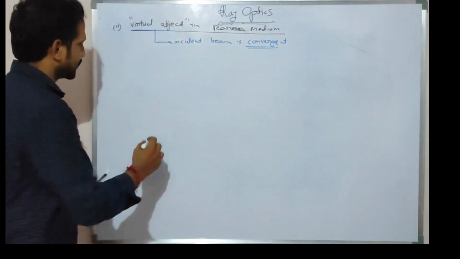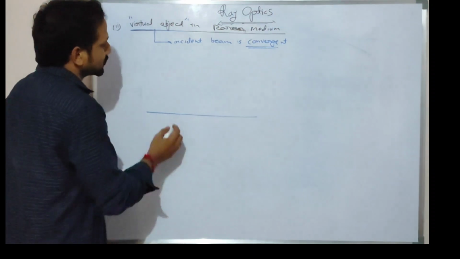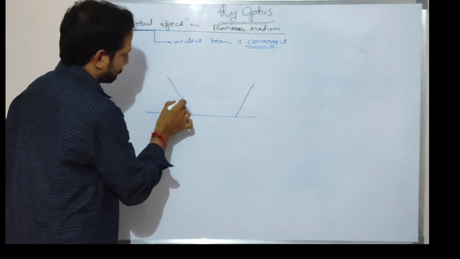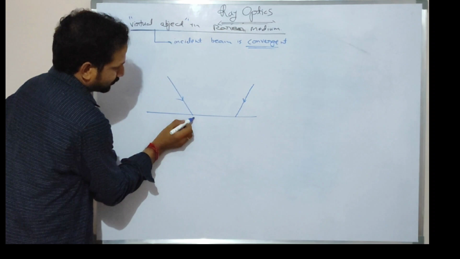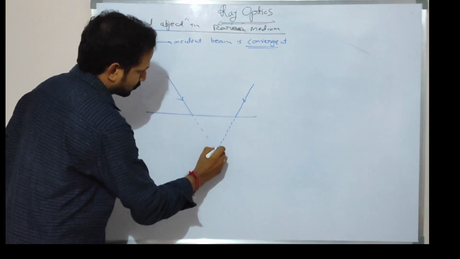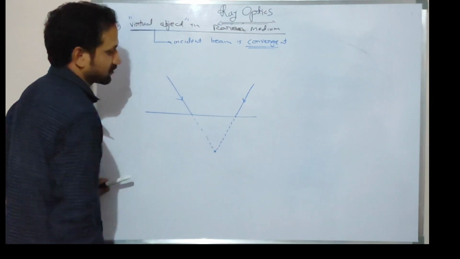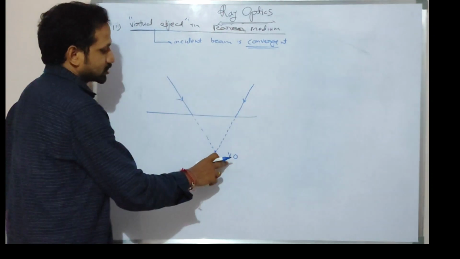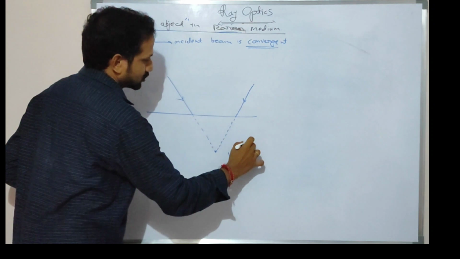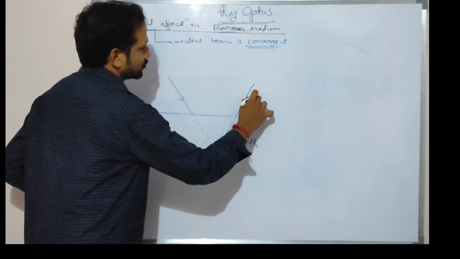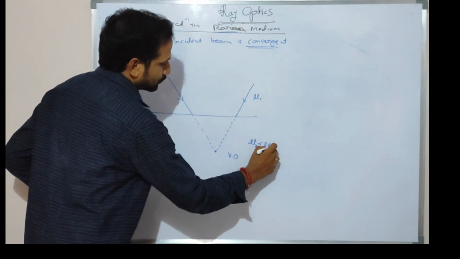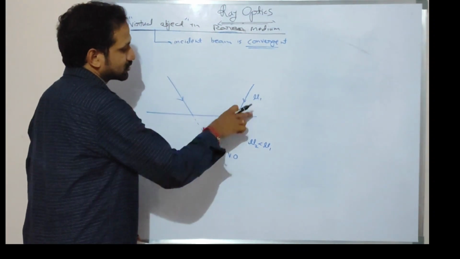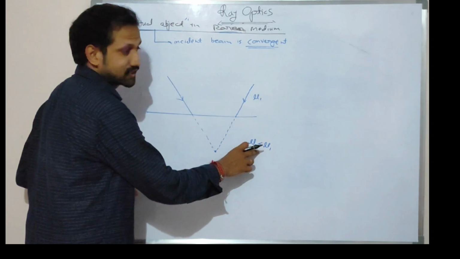That means if there is an interface, this is the interface, suppose the incident beam is like this, going to converge somewhere. So this point is the point of convergence, and this is going to be the virtual object. For the virtual object to be in the rarer medium, we want a condition. This is mu2 we will consider, and this is mu1. Mu2 should be less than mu1. So with that notation, mu2 is less than mu1, so this is rarer, this is denser.